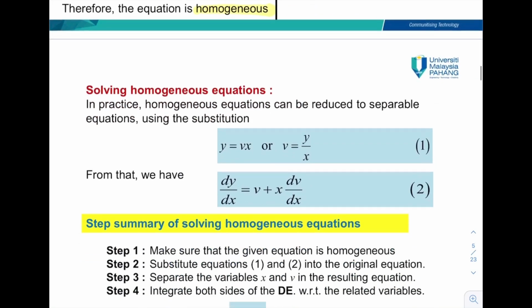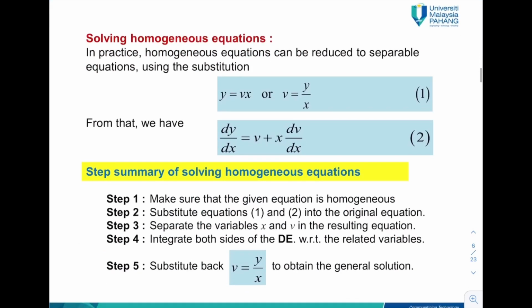Okay, so now we go to the step which includes the method: solving homogeneous equations. In practice, a homogeneous equation can be reduced to a separable equation using a substitution. The main idea is that once we have identified that the equation is homogeneous, we have to reduce it to a separable equation. This one is standard: y equals vx is standard. When we know that it is a homogeneous equation, then you have to use this.